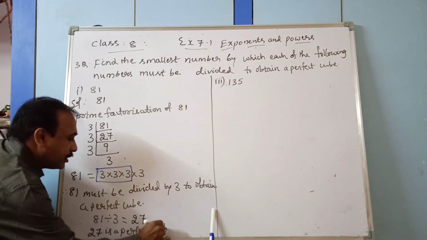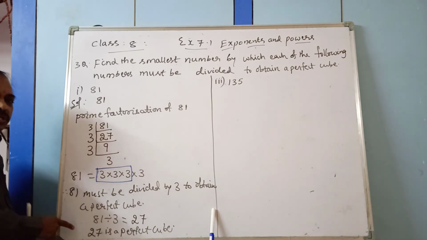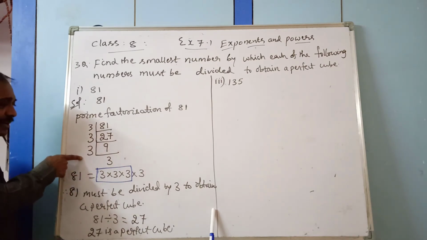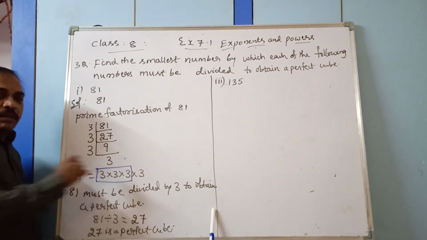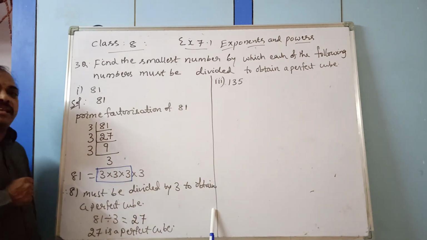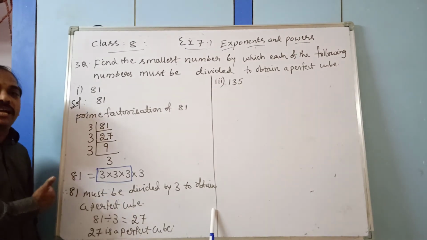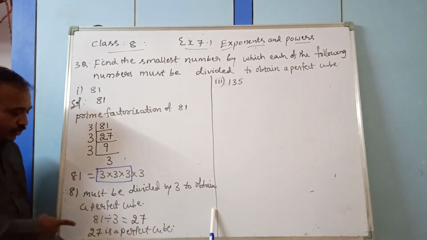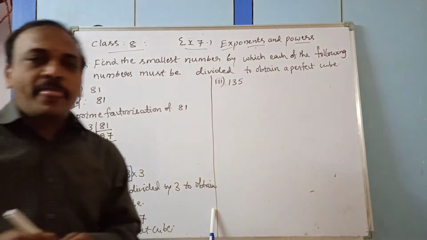He didn't ask you to divide and find out, but we are doing one more step extra. Here we are doing the prime factorization first, and we are arranging into triple groups, and with the number which is left over we are dividing, so that the quotient will become a perfect cube. This is the quotient. Is it clear? I hope you understood. Right. We see one more question.